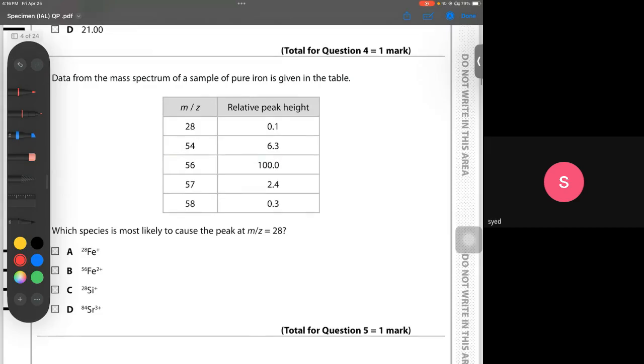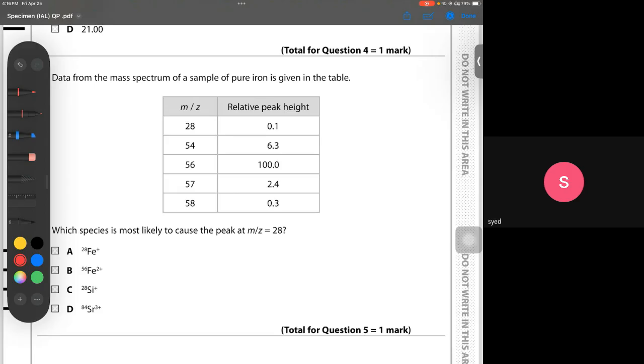Okay. Then they are saying data from the mass spectrum of a sample of pure iron is given in the table. Which species is most likely to cause the peak at mass to charge 28? So, what do you think? Remember, when the relative height of the peak is the maximum, it's the most likely peak in that mass spectrum.